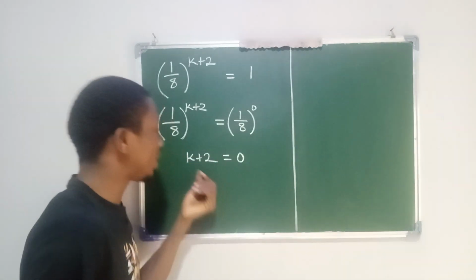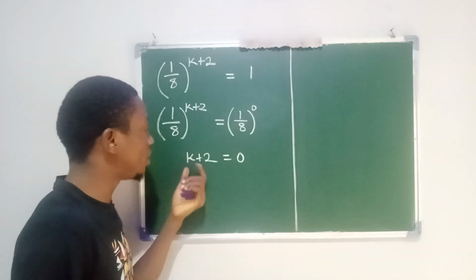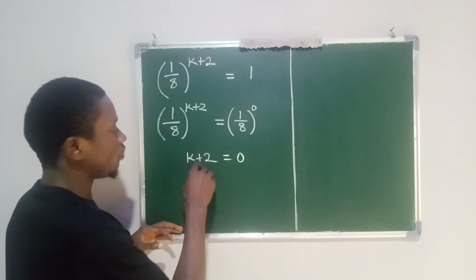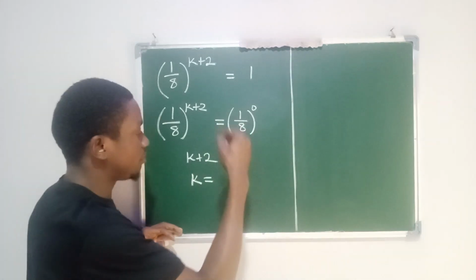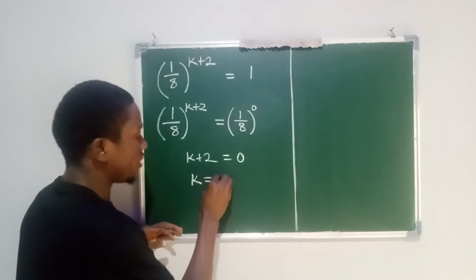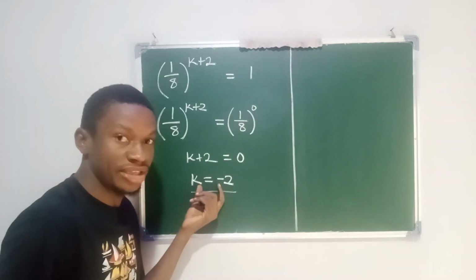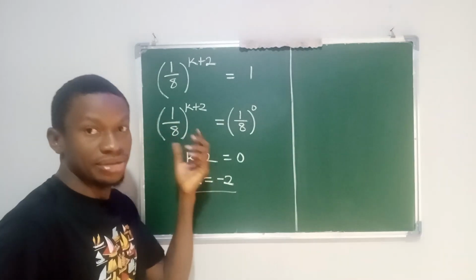Now from this, we can make k the subject of the formula, and then we can find the value of k. So if we do that, we have that k is equal to, when we take this over to the other side, it becomes a negative value, then we have minus 2. So this is the answer. This is the value of k using the first method.